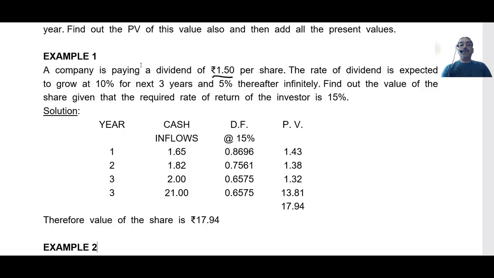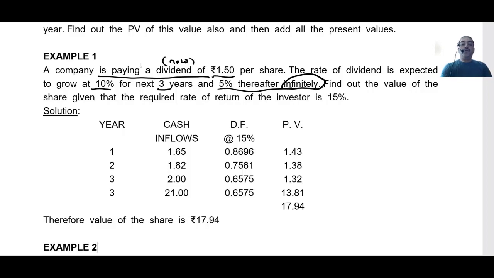So dividend is 1.5. As of now, company is paying a dividend of 1.5. It is understood, paying a dividend of 1.5 means now, present. Rate of dividend is expected to grow at 10% for the next 3 years, and after that, it is infinitely. That means it is going to be indefinitely.